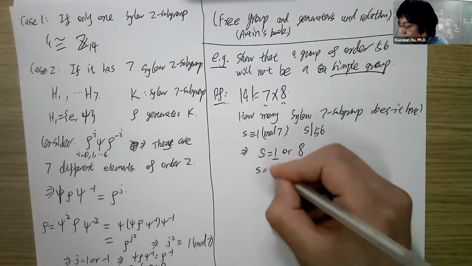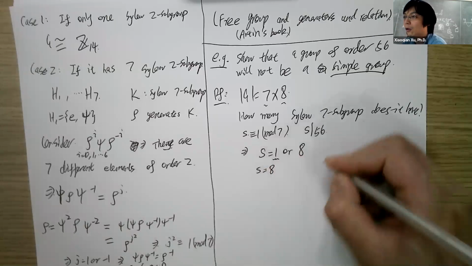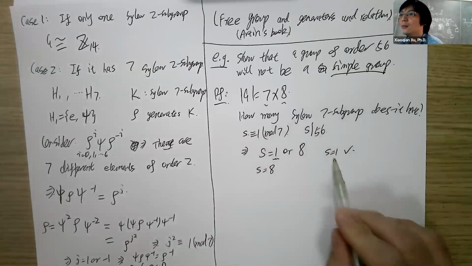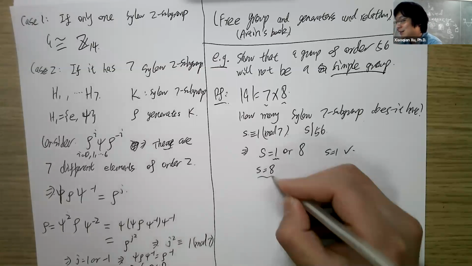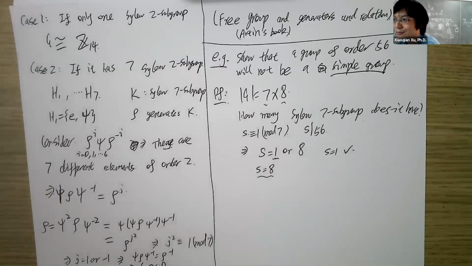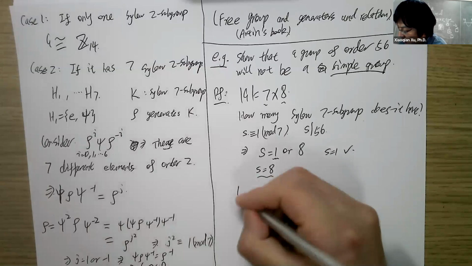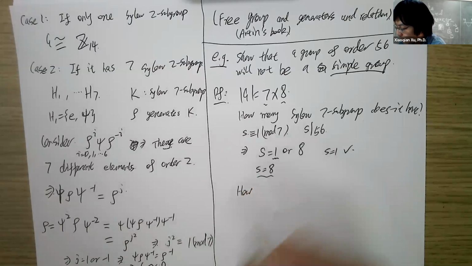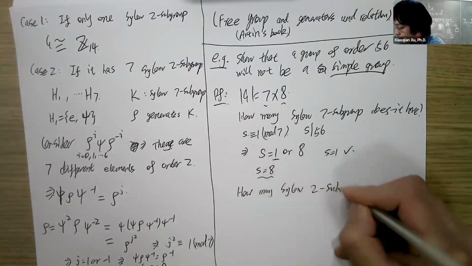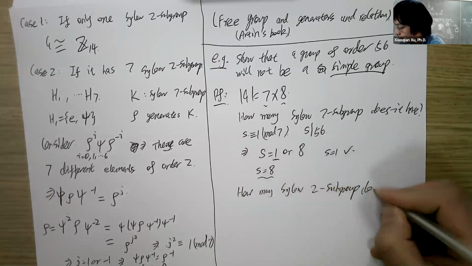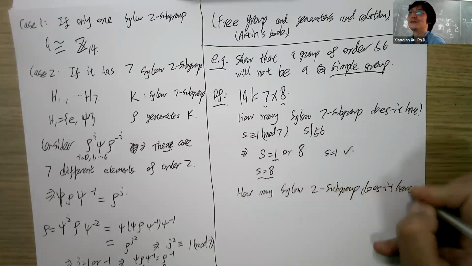So what if S equals 8? We already found that if S equals 1, we find a normal subgroup of G with order 7, so it's not a simple group. Now if we have 8 Sylow 7 subgroups, it could be a problem, right? So how about this? Then how many Sylow 2 subgroups does it have?